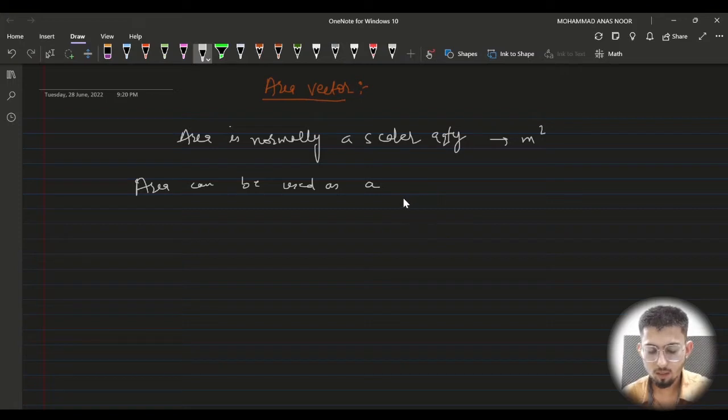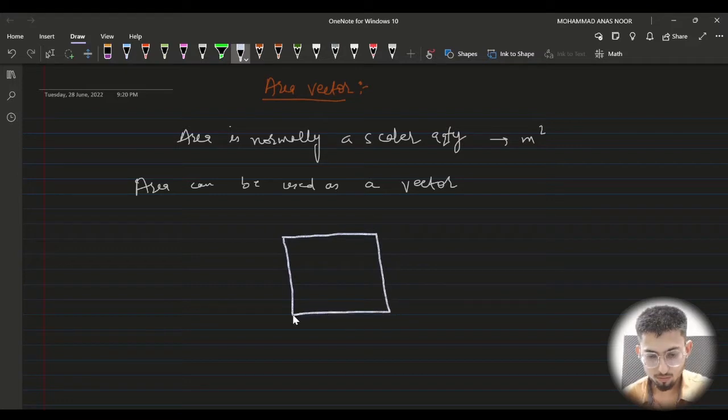Oh yeah. Area can be used as a vector. How? For example, we have an area, suppose this is some area. It's lying in this plane, suppose this is xy, and this one vertical inside the screen is the z axis, right? So this area is in the xy plane, okay, this plane.